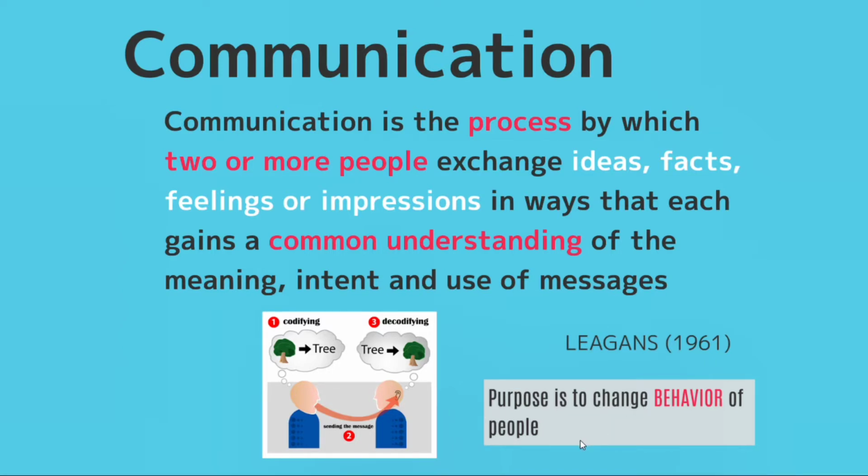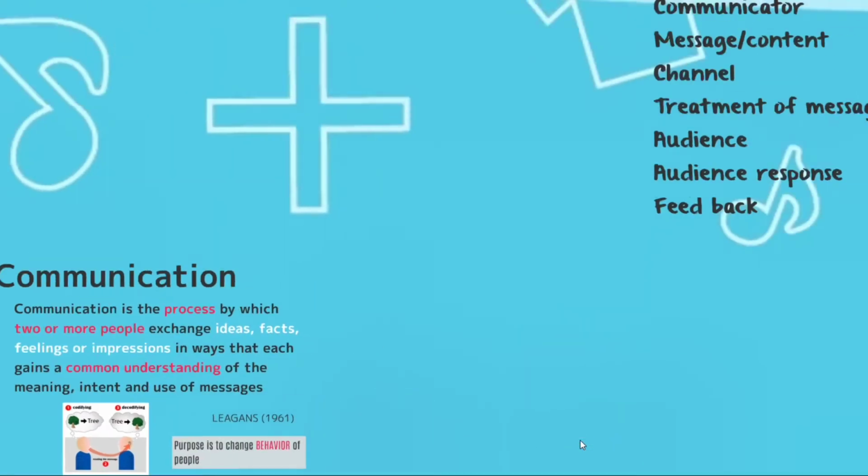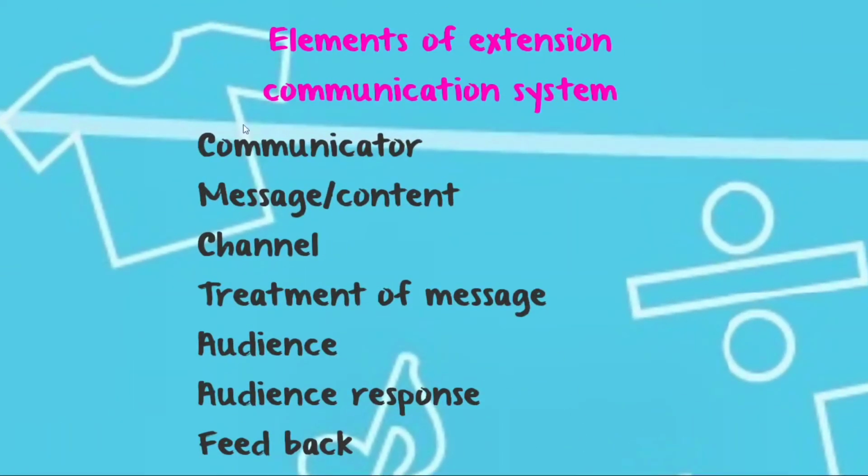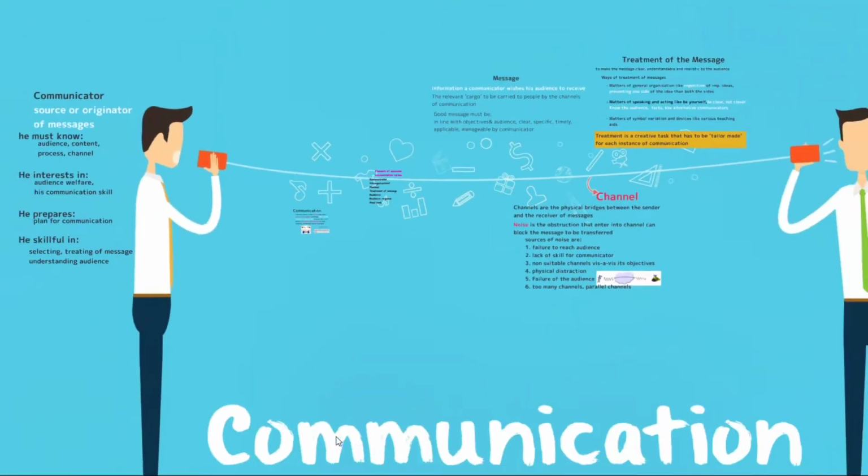Let's see what are the elements of communication system. Communication has communicator, message or content, channel, treatment of the message, audience response, and feedback. These are the elements of a typical communication system. Let us understand what are the characters of these elements in detail.